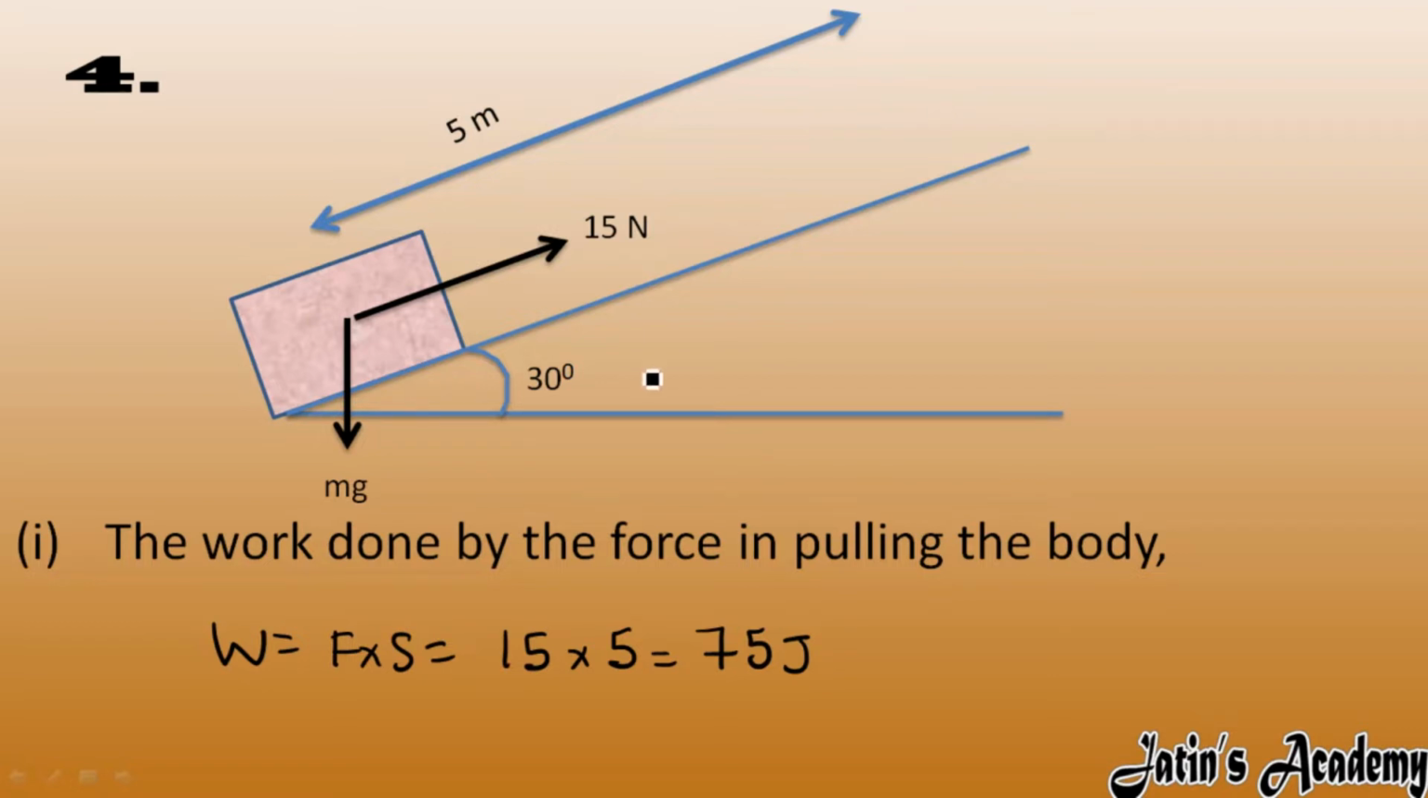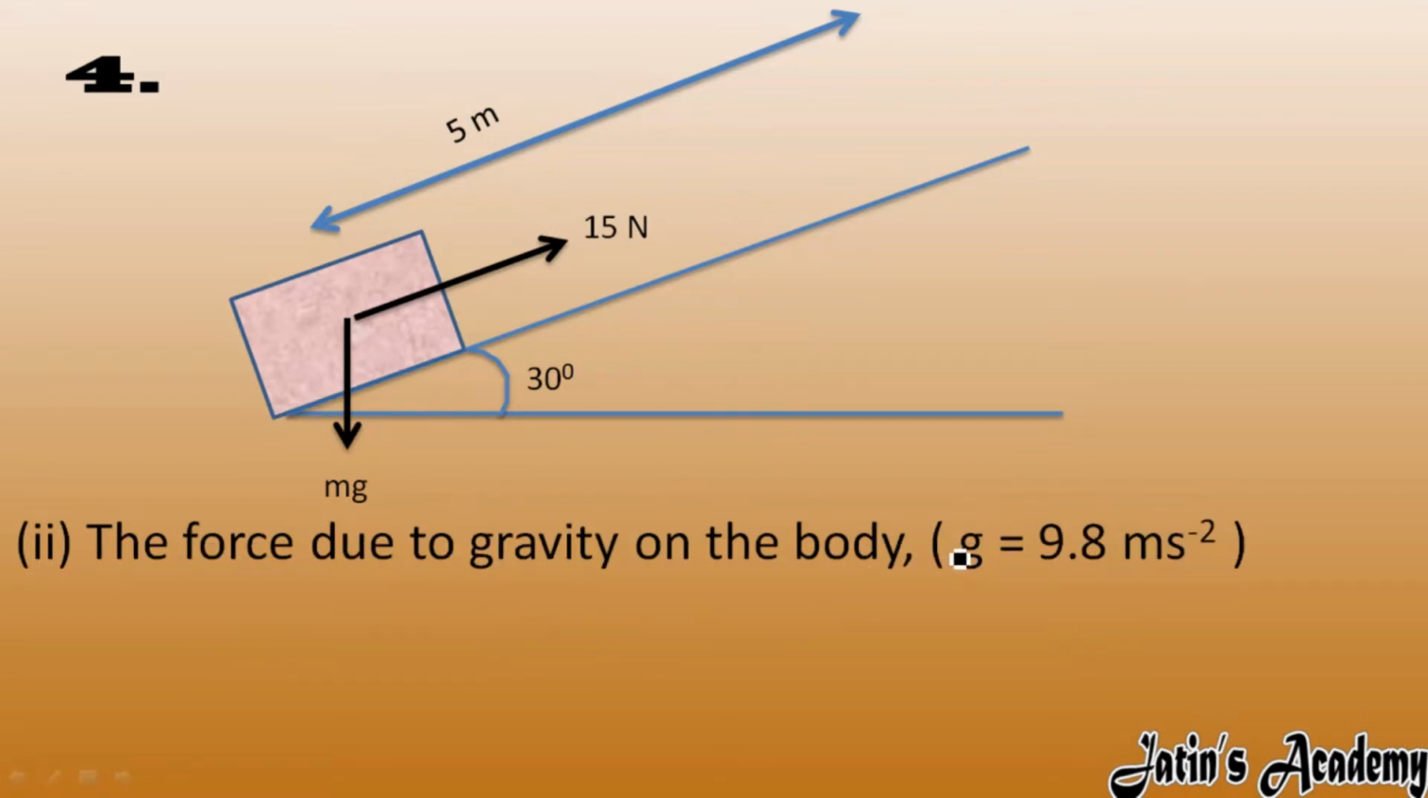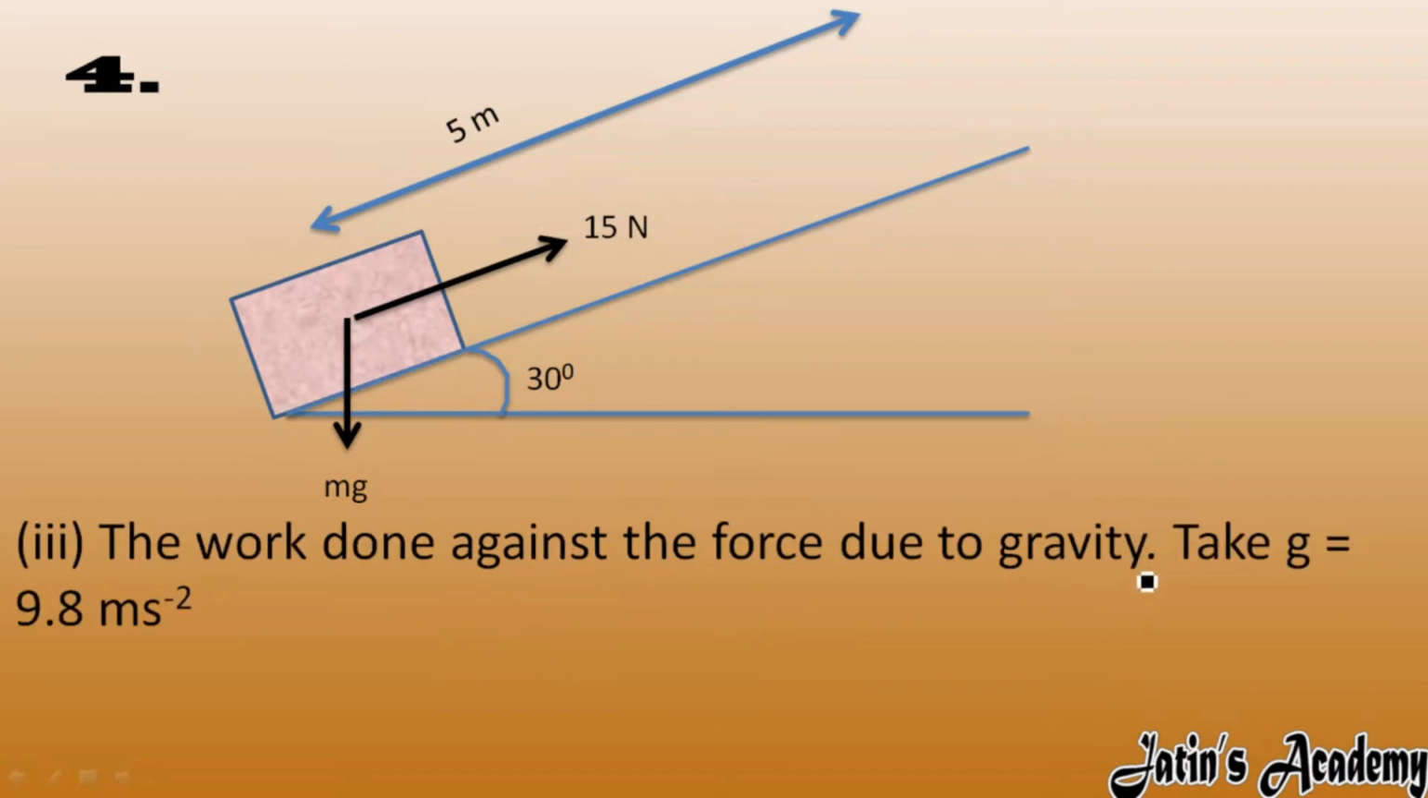Okay, next we have the force due to gravity. The force due to gravity I am talking about is on that block, which is F equals m into g. The mass we have is 2 kg, which is given in the question, and the g value we have is 9.8. So here m into g we got 19.6 Newton. So the force due to gravity we got as 19.6 Newton. Next we have to calculate the work done against the force due to gravity. Work done against the force means what?